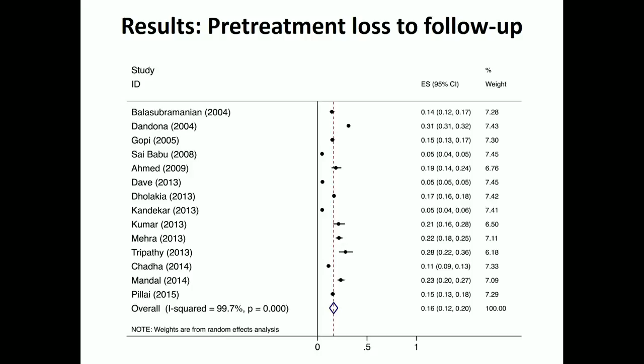This is pretreatment loss to follow-up. That is patients who are successfully diagnosed but don't get registered in treatment. And across 14 studies that have been published on this, we did a random effects meta-analysis and found that about 16% of patients across these studies were diagnosed but not successfully started on treatment.